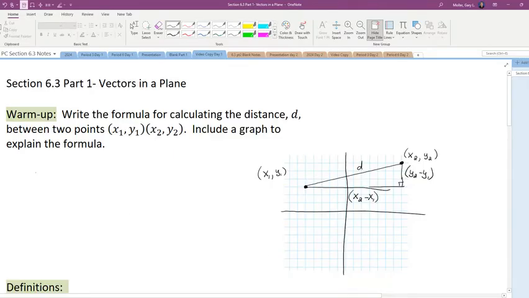So that means we're left with d squared, using the Pythagorean theorem, of x2 minus x1 squared. So a squared plus b squared, which is y2 minus y1 squared. And so d is equal to the square root of x2 minus x1 squared plus y2 minus y1 squared.